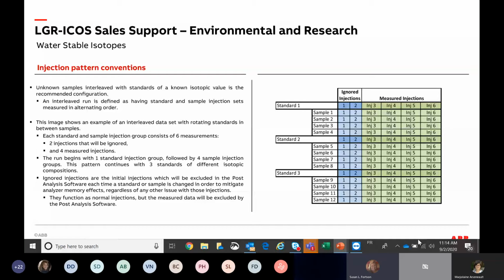This pattern continues with 3 standards of different isotopic compositions. The ignored injections that you see in blue are the initial injections to be excluded each time a standard or a sample is changed. The purpose of this is to mitigate analyzer memory effects, regardless of whether the injection is good or not. They function basically as normal injections, but the measured data will be excluded by the post-analysis software. Next slide.